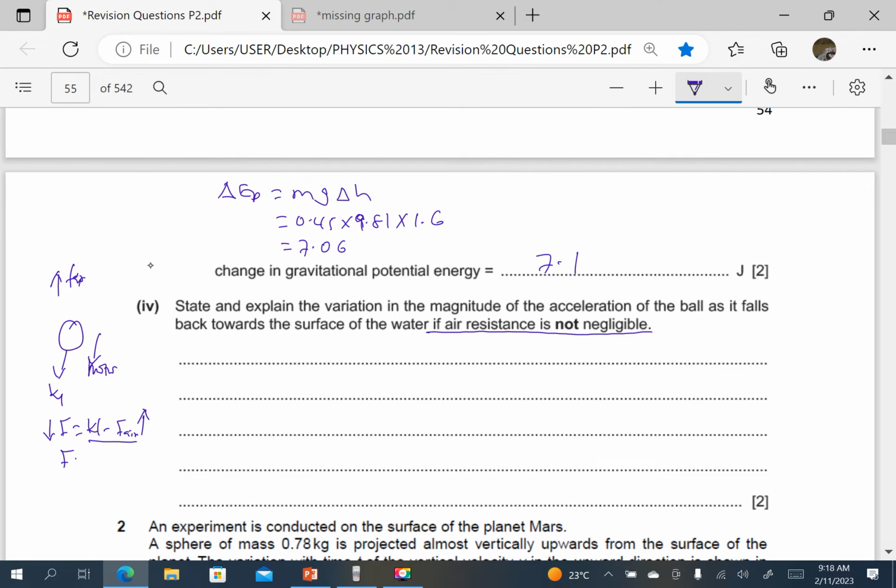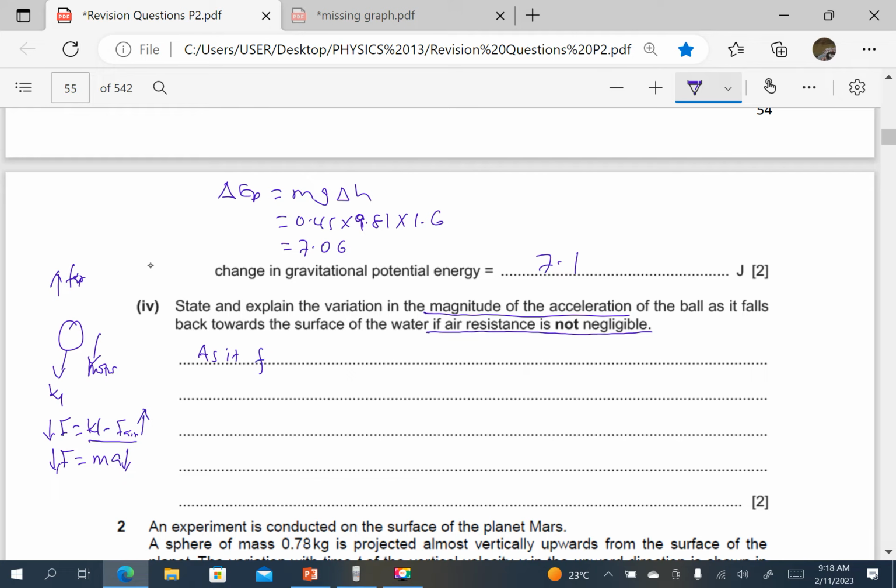But remember, the resultant force is mass times acceleration. If the resultant force is decreasing, it means the acceleration is decreasing. Therefore, the acceleration decreases because we want the magnitude of the acceleration. So the acceleration is going to decrease in magnitude. So we are saying as it falls, speed increases, so air resistance increases.